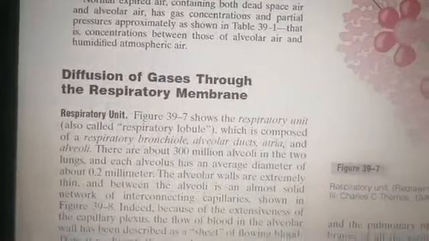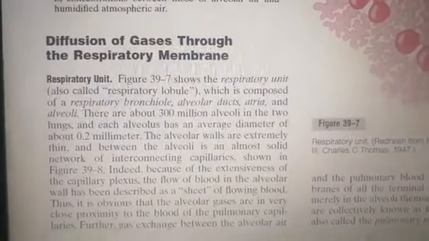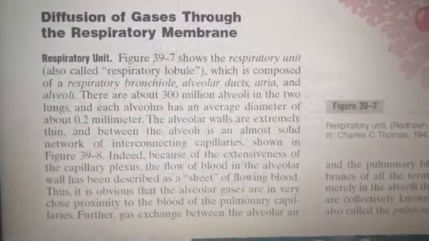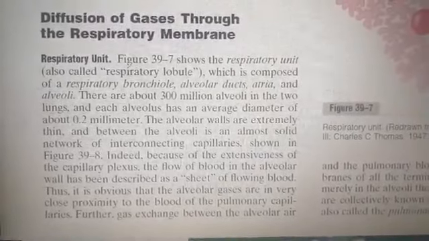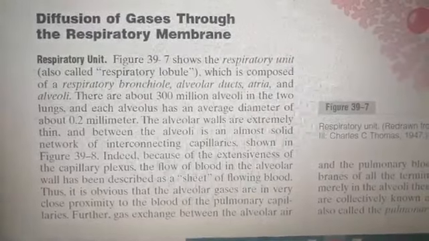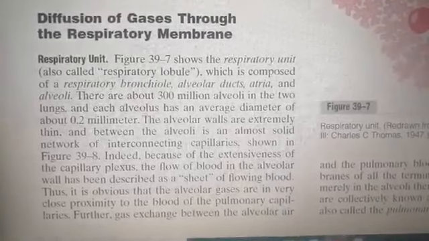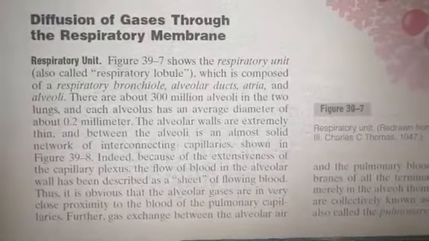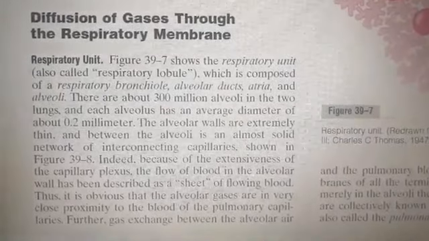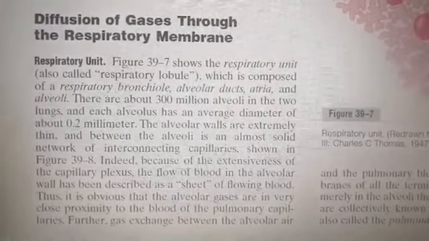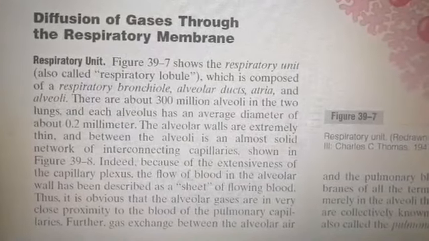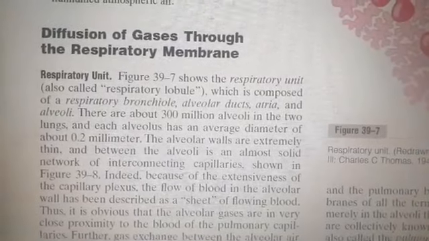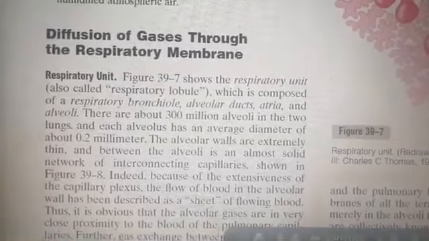So firstly, what is a respiratory unit? Respiratory unit includes respiratory bronchioles, alveolar duct, atria and alveoli. And there are 300 million alveoli in the two lungs, each alveolus having a diameter of 0.2 millimeter. And there are capillaries around the alveolar wall where the gaseous exchange occurs. And these capillaries are in close proximity to the alveoli.